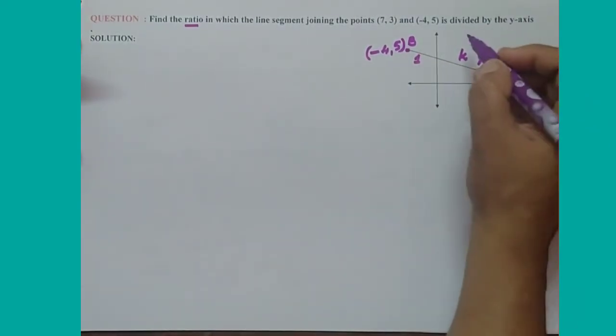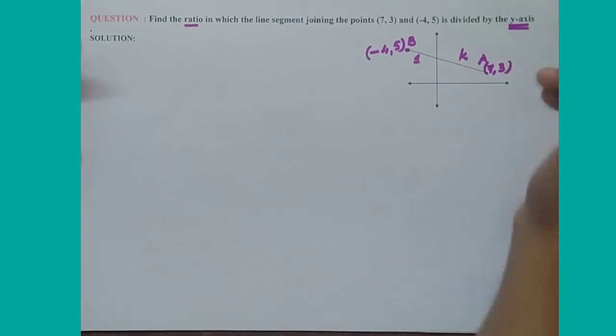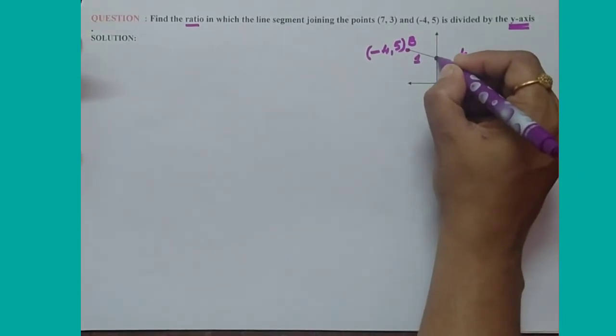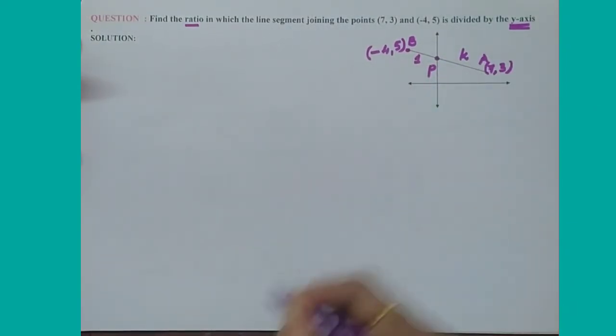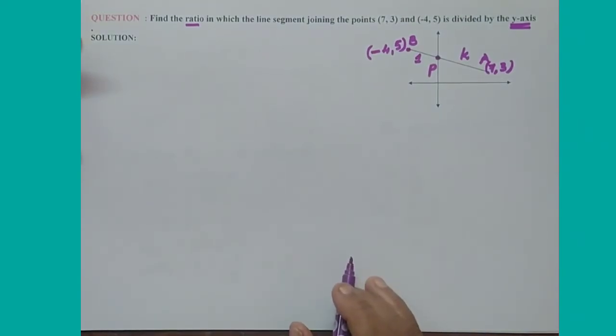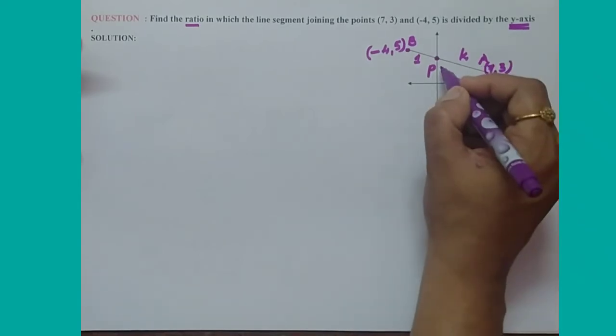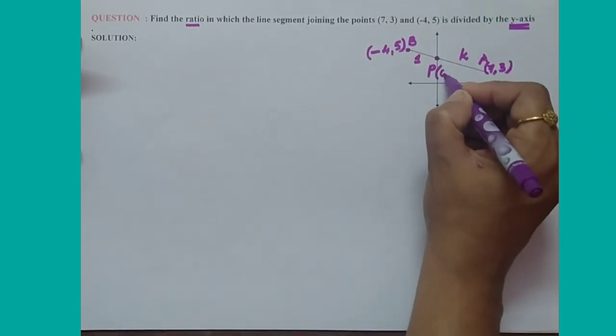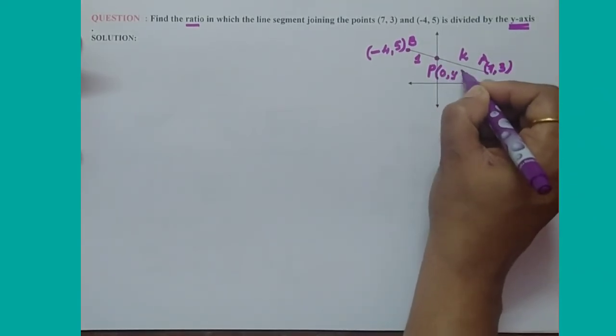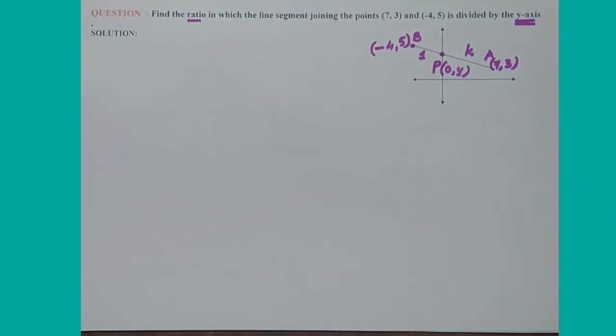Now, it is divided by the y-axis. The y-axis point we can take as P. The point P is a point on the y-axis. That is our section point. But as it is a point on the y-axis, we know that any point on the y-axis has its x coordinate 0, and the y coordinate I am going to mark as 0, y.